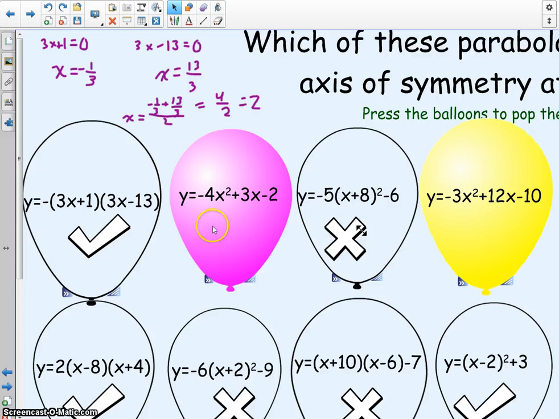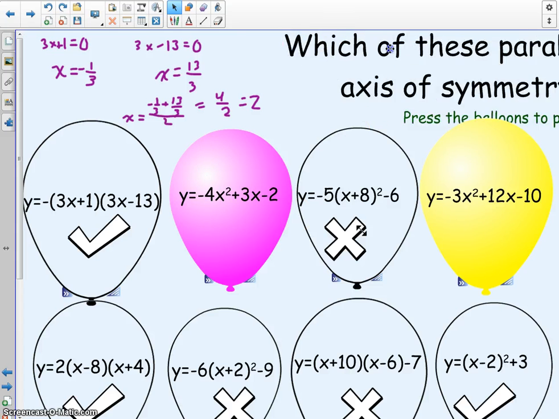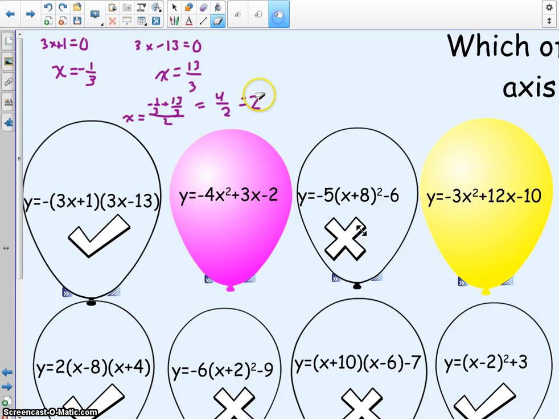Okay, last but not least, you've got the two left from standard form. Just make some space here.